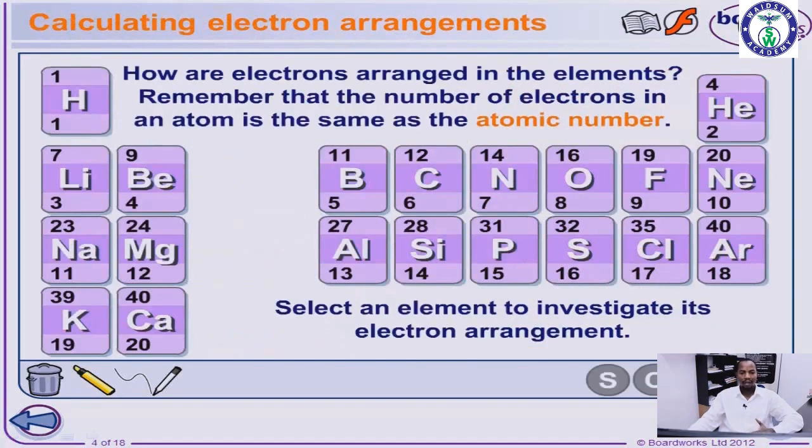Now we proceed to see this by looking at the periodic table itself, a preliminary periodic table, making use of the first 20 elements. If you take a look at the first 20 elements, for example, hydrogen has a number of electrons of 1. Why? Because the atomic number is 1.